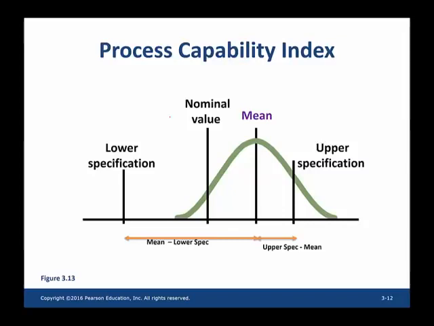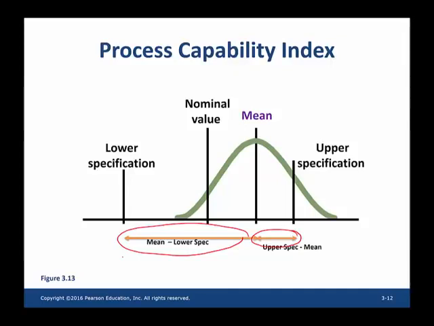Basically, I'm going to split the design specification width into two pieces, right? Upper specification minus lower specification. So that is this width, right? And the other one is mean minus lower specification.